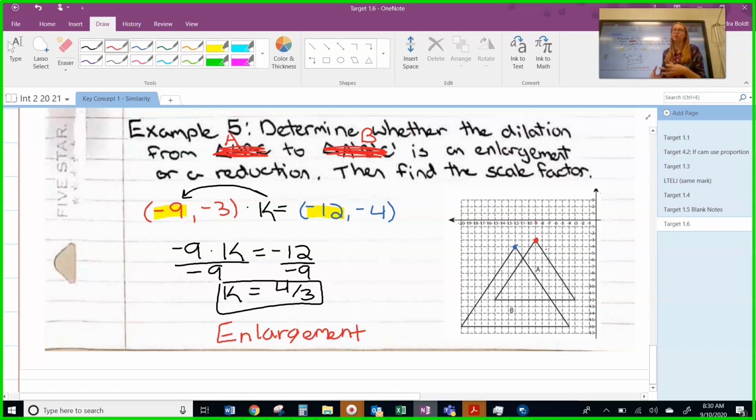Also, just for the scale factor, 4/3 is greater than 1. A good way to know if a fraction is bigger or less than 1 is if the numerator is bigger or less than the denominator. If the numerator, the number on top, is bigger than the denominator, it's more than 1. If the number on top is less than the number on bottom, it's smaller than 1. So since 4 is bigger than 3, it's an enlargement. And that's really it for scale factor.